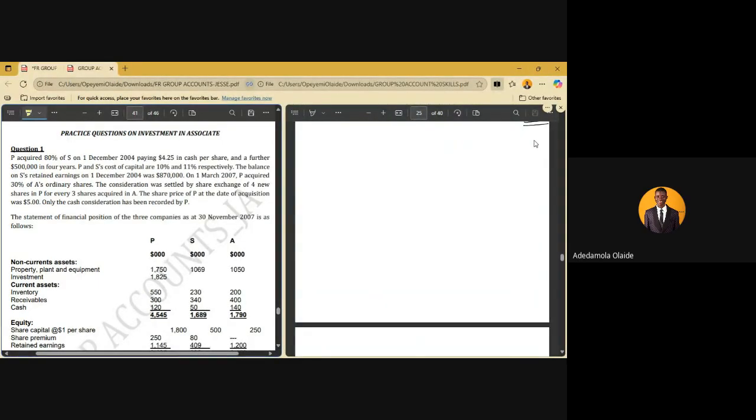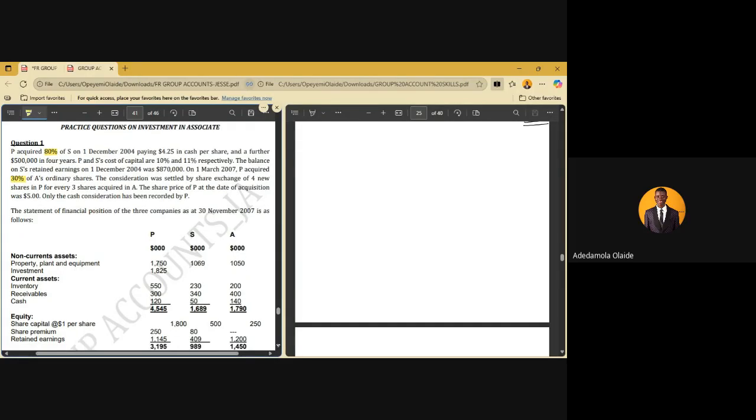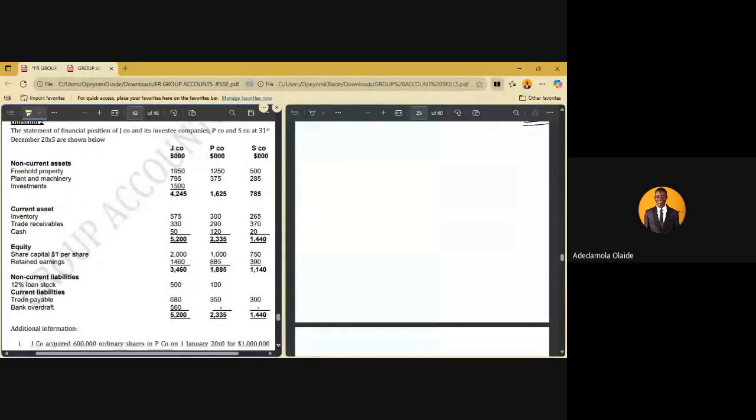Okay. So we have information about P and S and A. And from what they tell us, P acquired 80% of S, and that makes S what? A subsidiary. However, they acquired 30% of A, and that makes A what? An associate. So we have to consolidate this.